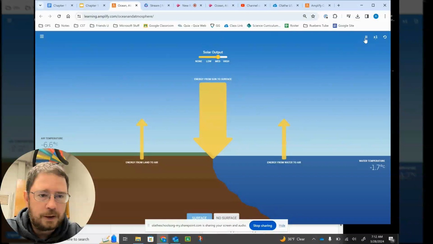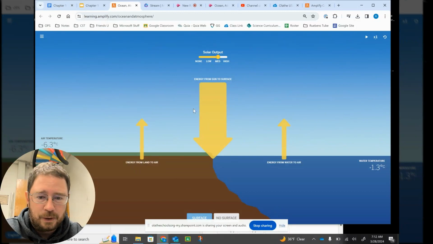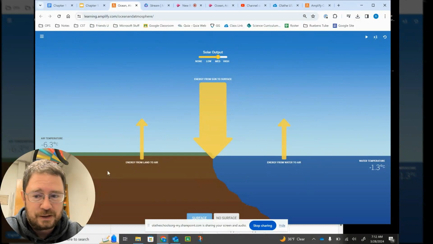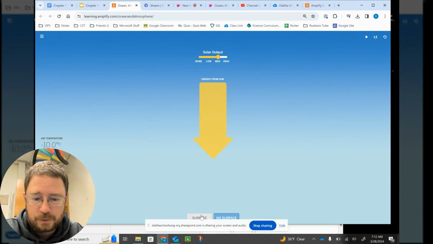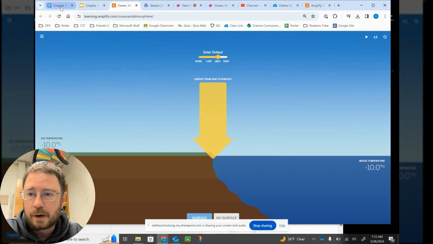I'm going to go ahead and pause this here. So this is what the surface test mode looks like. We have air, we have land, which is a surface, and water, which is a surface. So there's three sets of temperatures: land temperature, water temperature, air temperature. And down here, you can switch back between surface and no surface. Here there's nothing, just air. Here we have air, land, and water.